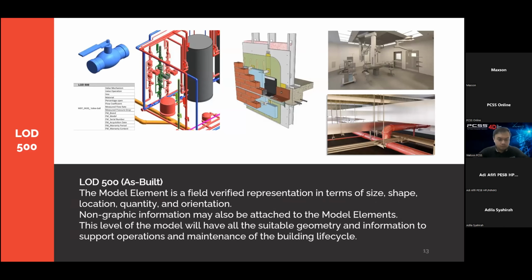And then finally, you have the last level, which is LOD 500, or we call it as built sometimes, or field verified. LOD 500 can be the field verified version, which is after you construct finish, right? You update the model, the digital model. So LOD 500 can be updated based on the LOD 400 or LOD 350 or LOD 300. It is just the as-built of the previous LOD.